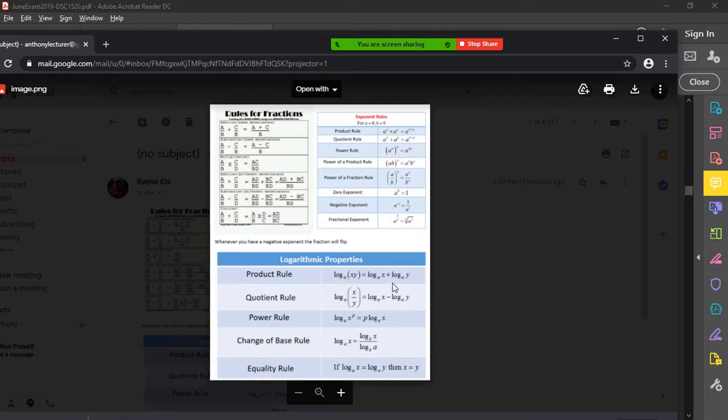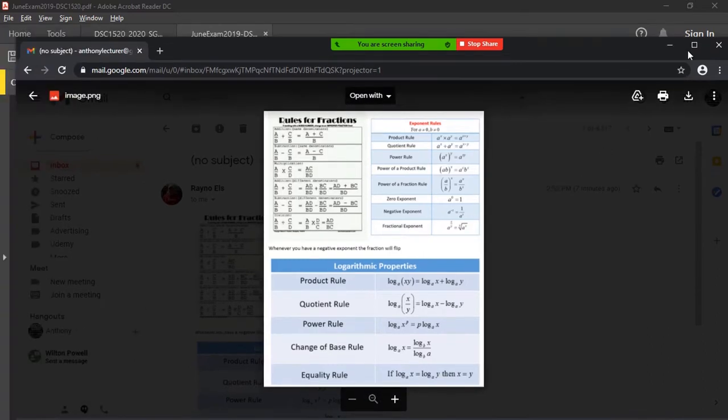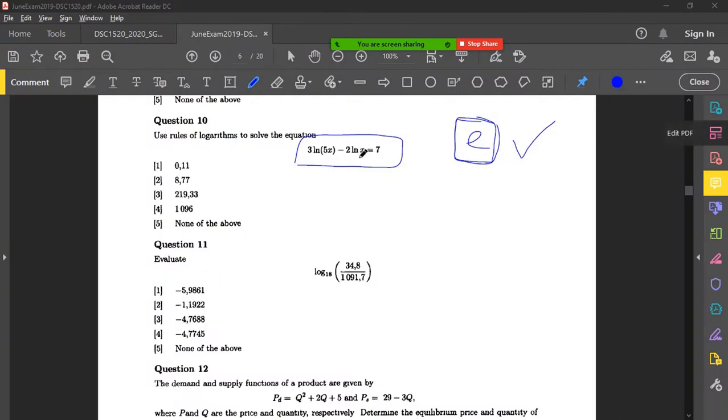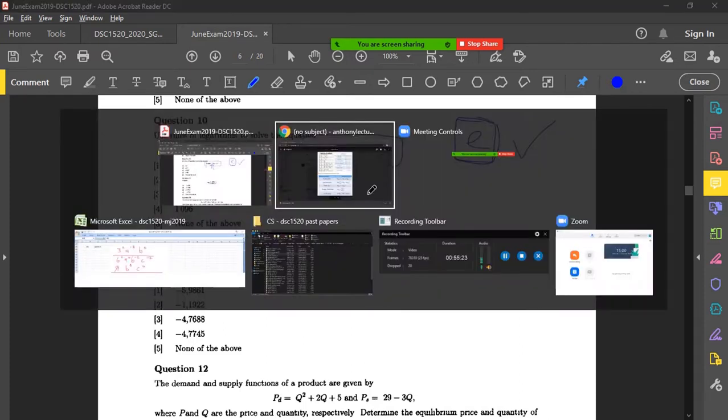For log, the quotient rule. Why using quotient? Because of the minus. Do you see that? Yes, there's the minus. That's exactly what you're using. Then you've just got to apply it correctly.